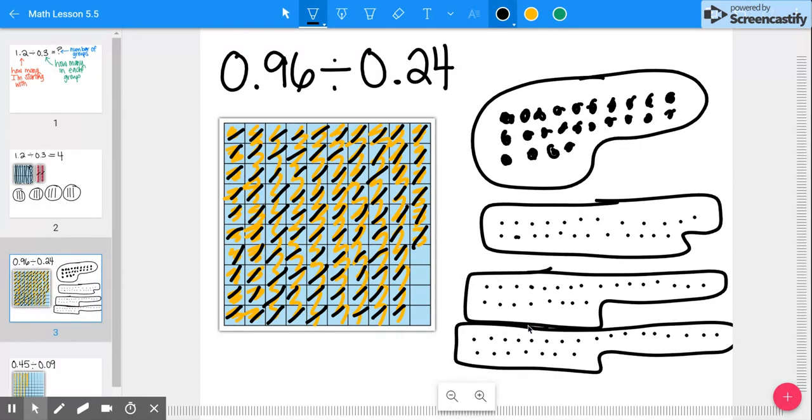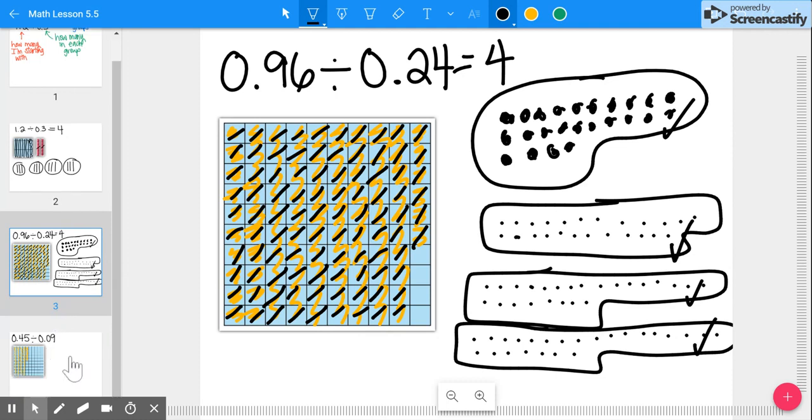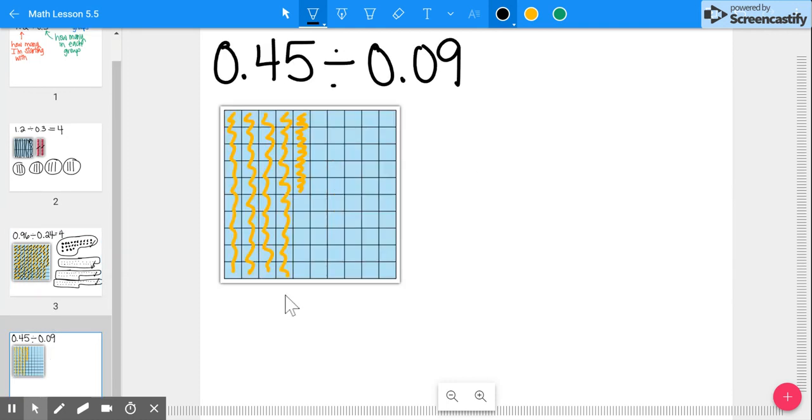So my answer to the problem is how many groups was I able to make that had 24 hundredths in each? Well, there's 1, 2, 3, 4. So I was able to make 4 equal groups. Let's look at one more. 45 hundredths divided by 9 hundredths.